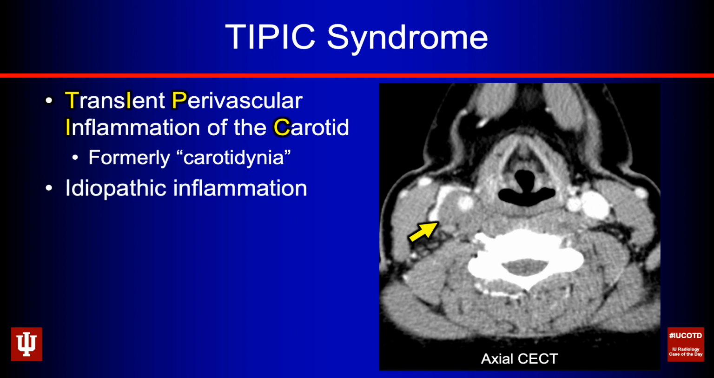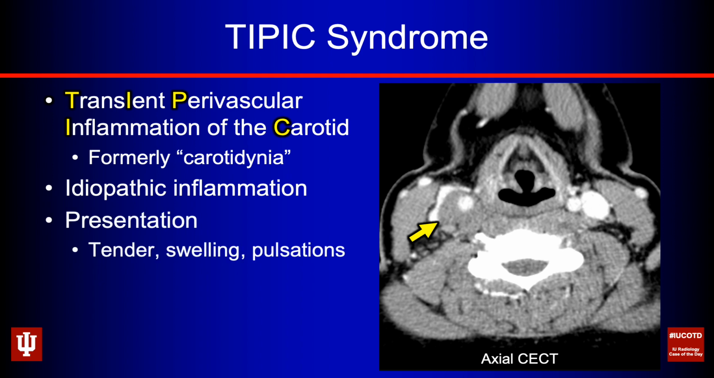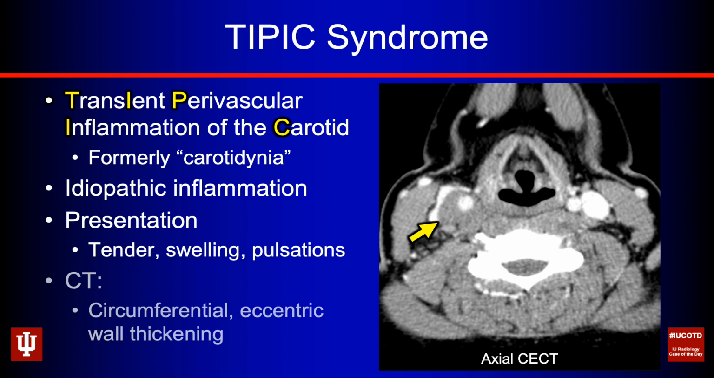But this is a disorder of idiopathic inflammation. Don't know what causes it, but these patients will oftentimes present with tenderness, swelling, or even a pulsatile mass in the neck. What does it look like on imaging? On CT, you can see, denoted here by the yellow arrow, we have circumferential but eccentric wall thickening along the carotid, and it's usually not flow limiting. If you look at the caliber of this involved right carotid artery, it's no different than the contralateral side.